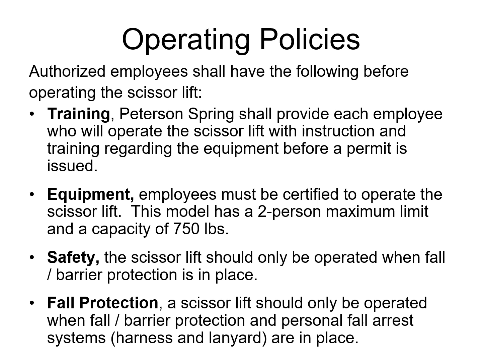Operating policies. Authorized employees shall have the following before operating the scissor lift. Training. Peterson Spring shall provide each employee who will operate the scissor lift with instructions and training regarding the equipment before a permit is issued. Equipment. Employees must be certified to operate the scissor lift. This model has a two-person maximum limit and a capacity of 750 pounds.